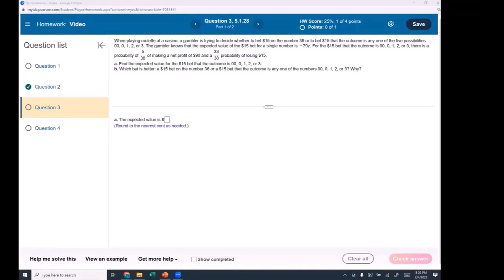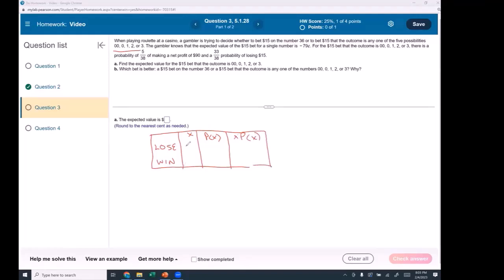Problem 3, when playing roulette at a casino, a gambler is trying to decide whether to bet $15 on the number 36 or $15 on the outcome of one of these 5 numbers. Find the expected value for the $15 bet that the outcome is 00, 0, 1, 2, or 3. We're going to start with our table. X, P of X, and X times P of X.